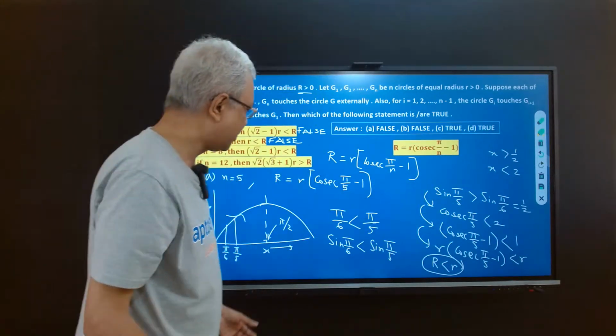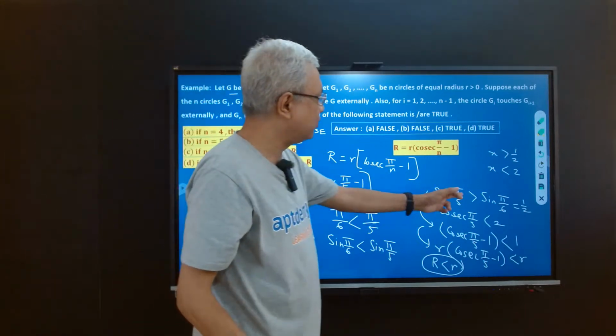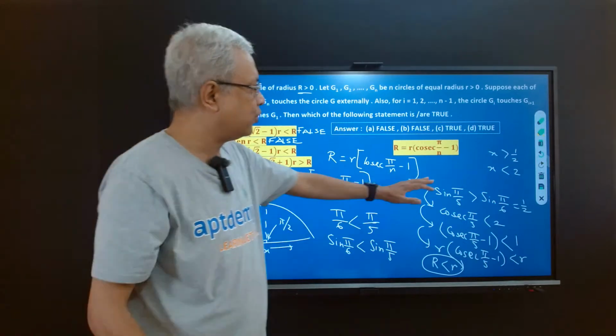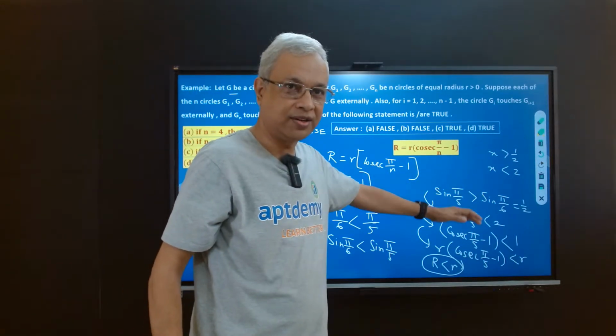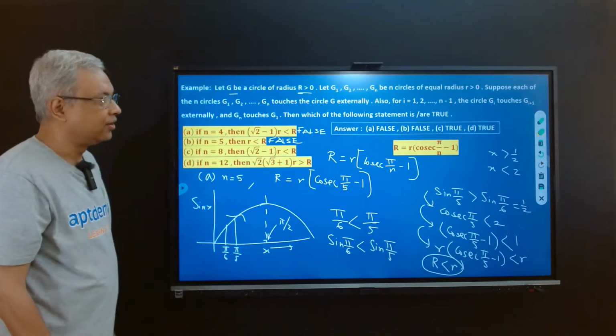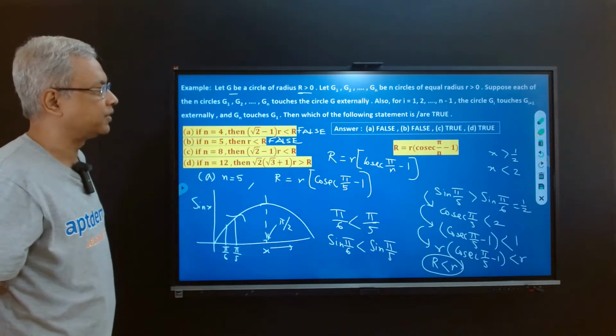So the trick we have used here: since we do not know the value of sine pi by 5, we know how to calculate it, but we do not remember it in the exam center. So I used the trick and got the result. So this is a false statement.